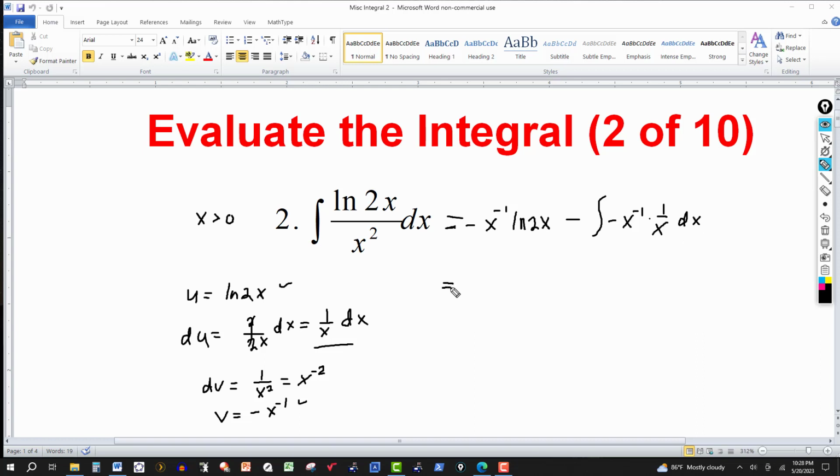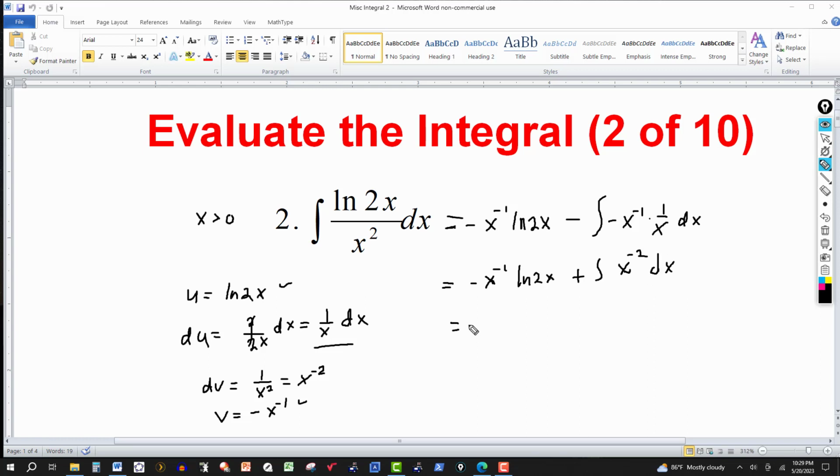Now we continue with this. Minus x to the negative 1 ln of 2x. And then we have a double negative here, so let's make this a plus. And then we're going to have the integral of, bringing this up to the numerator, that'll be x to the negative 1. So this will give me x to the negative 1 times x to the negative 1 is x to the negative 2. And then we can easily integrate this with respect to x.